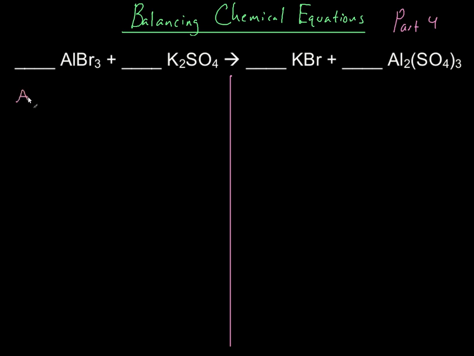And so we have aluminum, bromine, we have potassium, we have a sulfate here, so SO4. We're going to go to the other side. We have potassium, we have bromine, which go together, and we have aluminum and a sulfate as well. And so I'm going to go ahead and underline these.